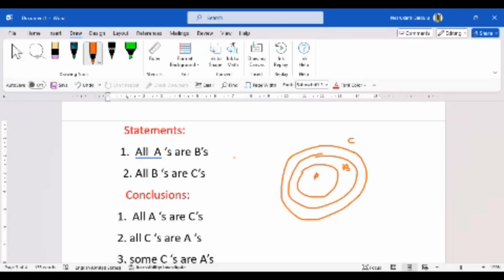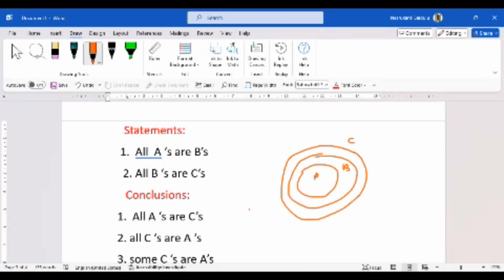What are the conclusions? After drawing the diagram, we can go to the conclusions and conclude whether each is true or false. Only then do we go to the options, right? Conclusions.